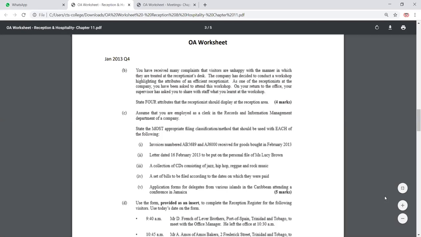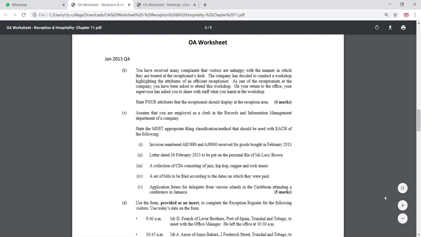Some of your answers could be alphabetical, geographical, subject, and numerical. Which one would invoices fall under? Which one of those 4 classifications? What do you all think? It's made up of both letters and numbers. So that will fall under what? The options are alphabetical, geographical, subject, and numerical. I hope you are writing this down somewhere, right?